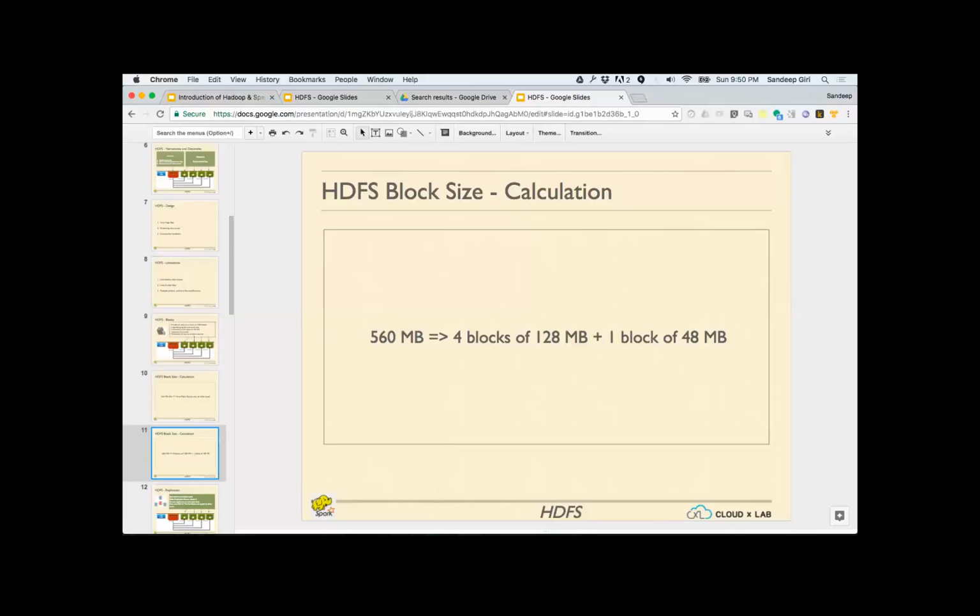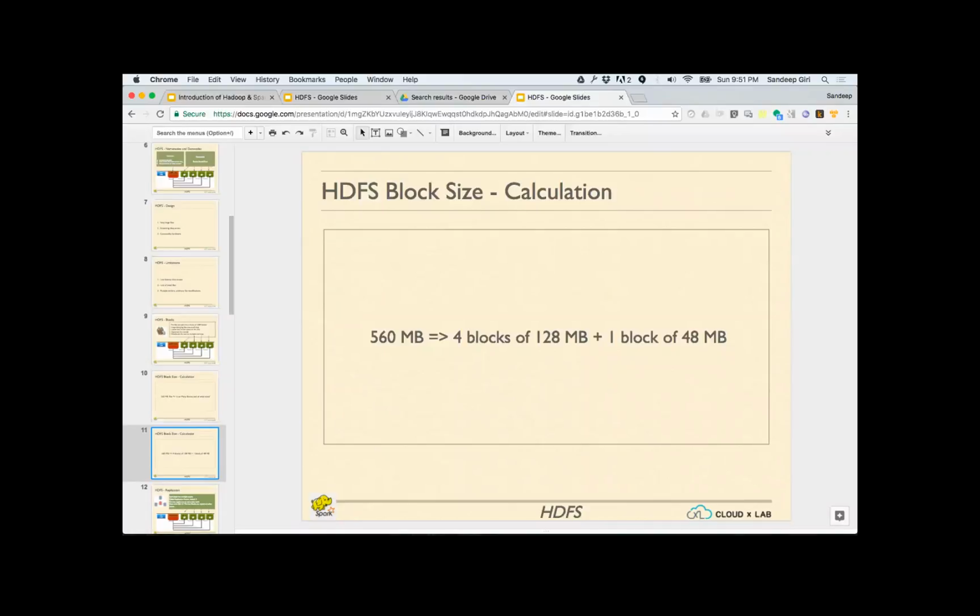A question from Vikas: is there any limitation on the block size? There is not a limitation. You can change it to 64 MB, lesser or more. But remember, if you try to make it very small, there will be too much metadata. And since metadata gets loaded in the memory of the name node, the name node might overflow at very few files.